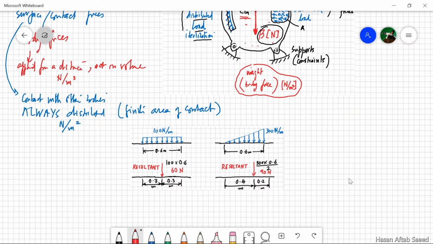Two examples of linear distributed load idealization are shown, with the magnitude of the resultant in each case, which is the area under the loading curve, as well as their line of action, which passes through the centroid. In one case, it is the midpoint, and in the other, 1/3 from one side and 2/3 of the way from the other side.